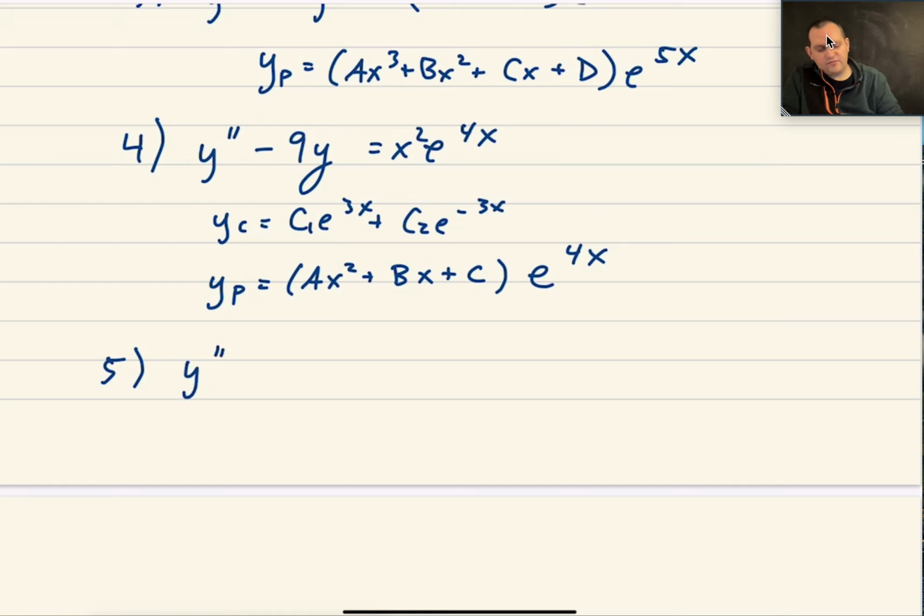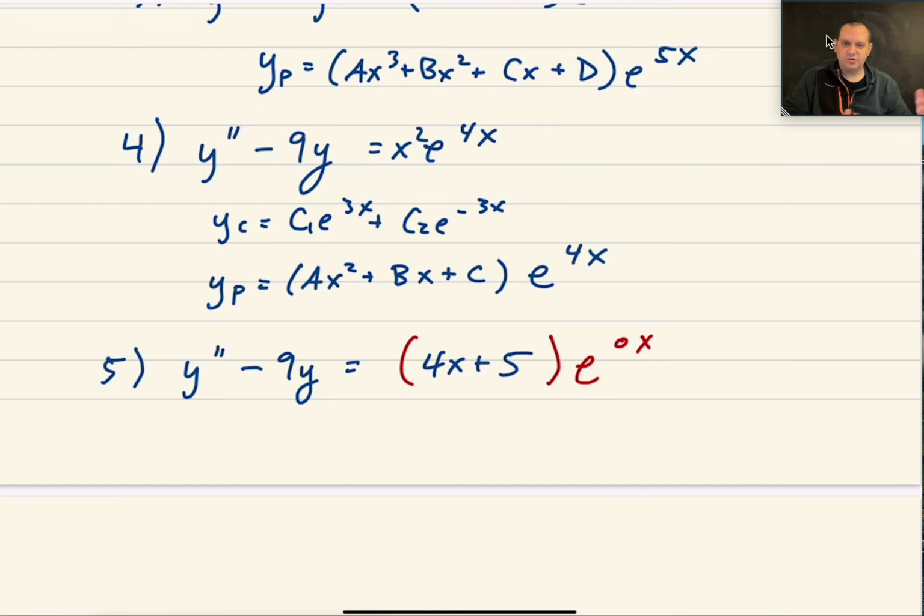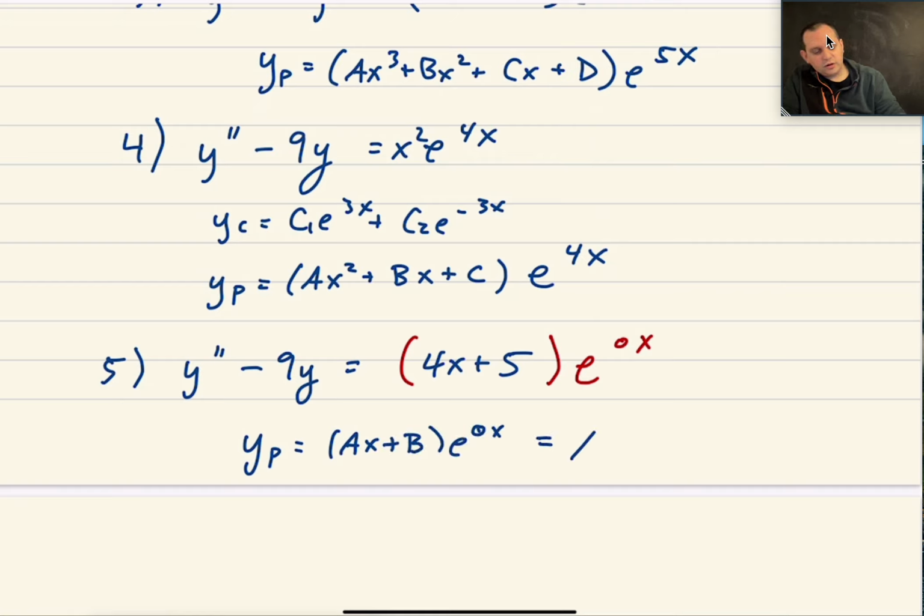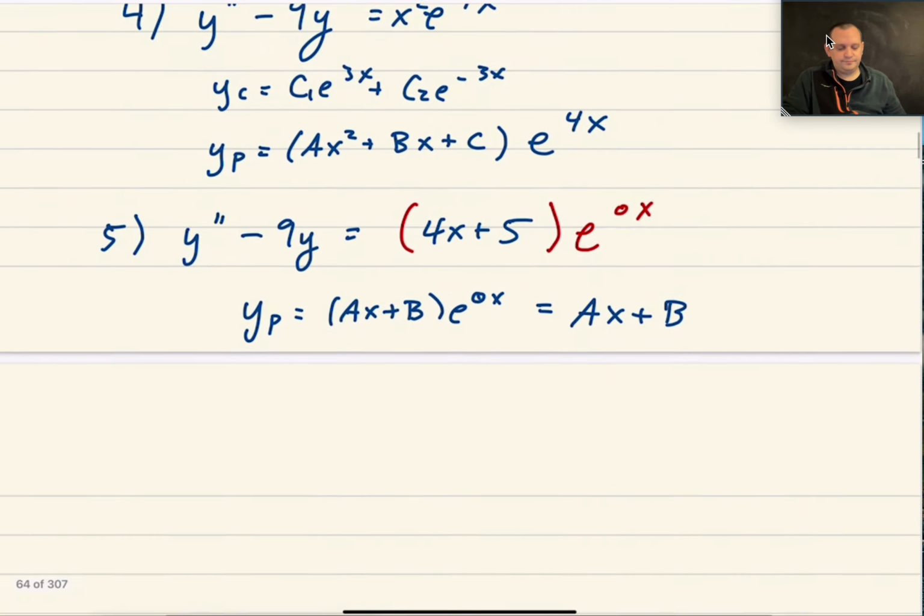Piggybacking off of that, if we were to have y double prime minus 9y equals, let's say, 4x plus 5, the right way to think about this 4x plus 5 is as a polynomial times an exponential. And the exponential that we're multiplying by is e to the 0x. 0 was not a root to the characteristic equation, so we don't have to do anything special. This tells us that everything's going to work the way that we expect it to. We're going to have a general linear term times our e to the 0x, or if you want, just ax plus b. So it turns out that would be the particular solution that we would look for there. All right.